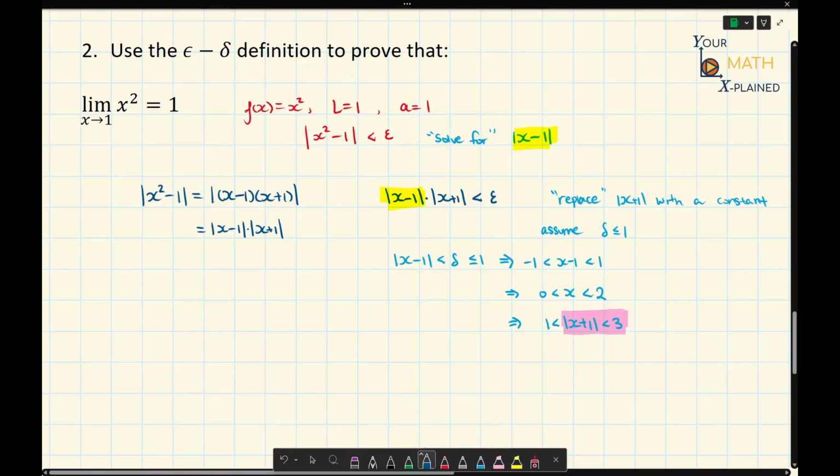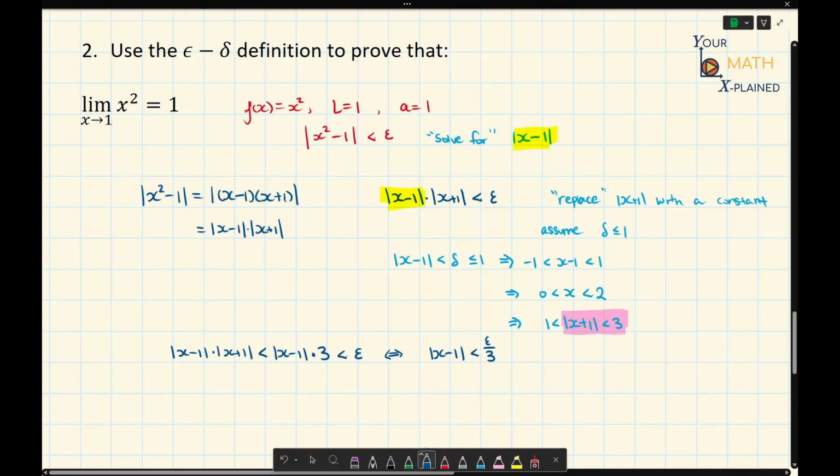Because if that's the case, then that means the absolute value of x minus 1 times the absolute value of x plus 1 must be less than the absolute value of x minus 1 times 3, since we know that the absolute value of x plus 1 is less than 3. And we know that this is less than epsilon. And now we can go ahead and solve for our x minus 1. So this means that the absolute value of x minus 1 must be less than epsilon over 3.